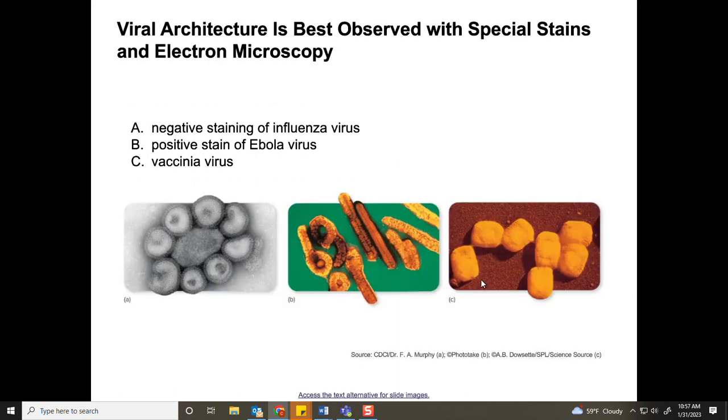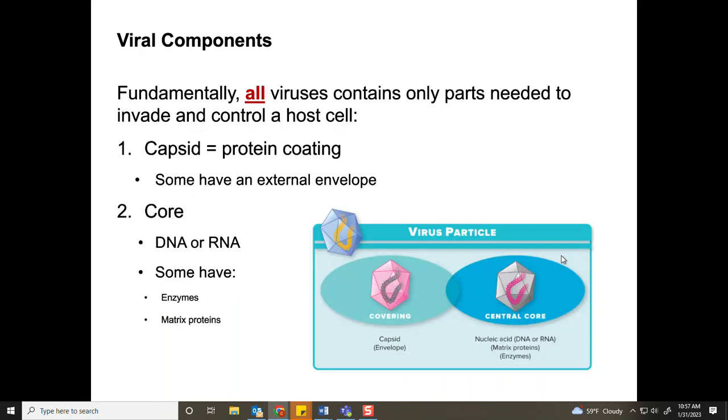So our next topic of conversation is going to be viral architecture. We're going to describe viral structure. What we're seeing here in the pictures are various images of viruses, and you can see their structure can vary. Here we see what we call a negative stain of an influenza or several influenza viruses. We see Ebola stains. This is called a positive stain. And we see the Vaccinia virus. So just different ways to image them.